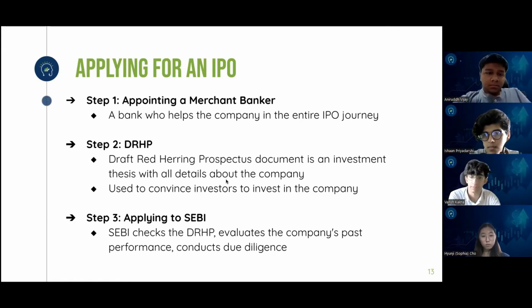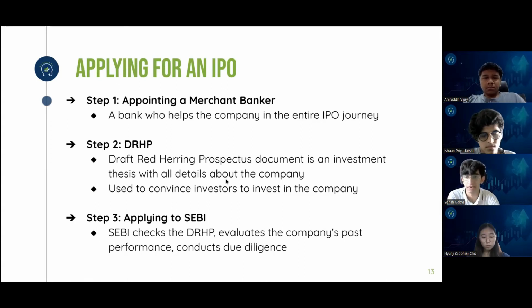Step 3 is actually applying to SEBI. The application to SEBI is required because they have to authorize the IPO before launching it, right? This is done through a registration statement and the DRHP, which is given to SEBI, and then SEBI checks it. The merchant banker is responsible for coordinating with SEBI, satisfying SEBI's queries, and getting the SEBI approval to go to the market so that the shares can be issued to the investors through the IPO.